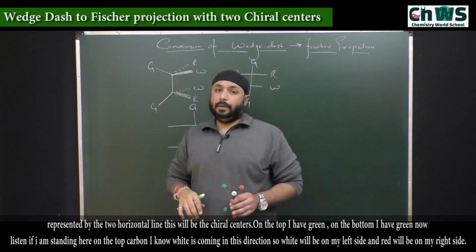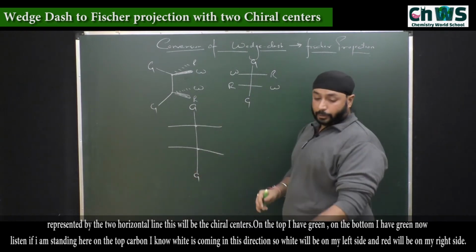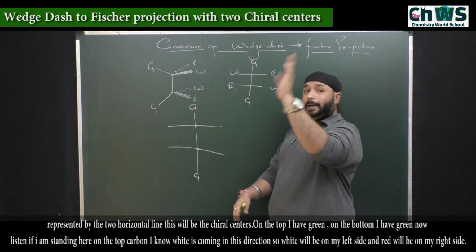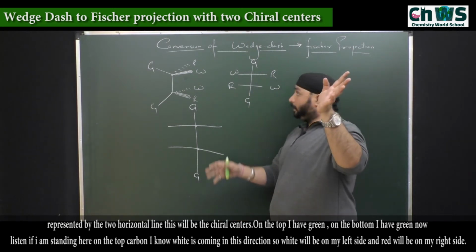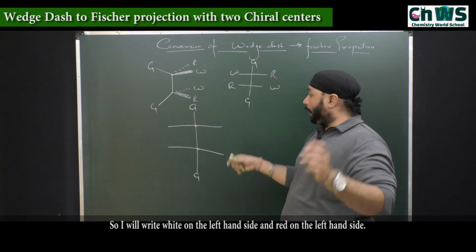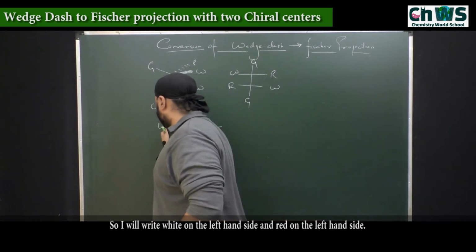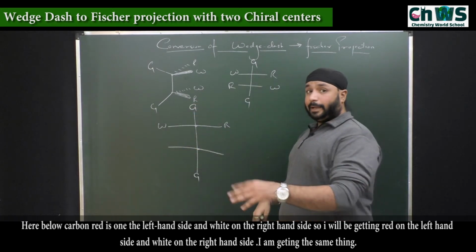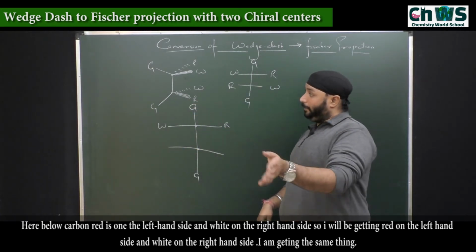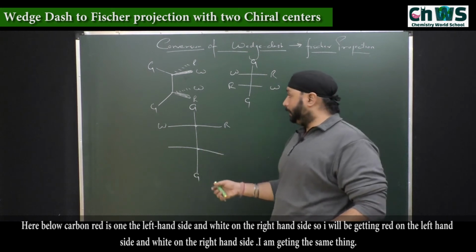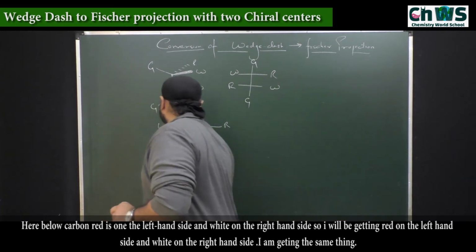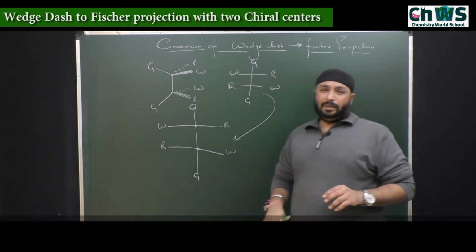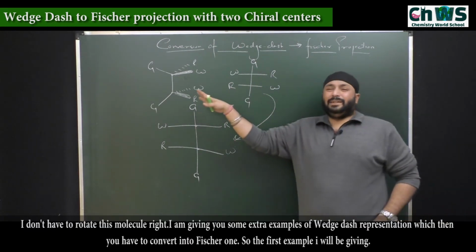Now listen. If I'm standing here on the top carbon here, I know white is coming in this direction. So white will be on my which side? Left, and red will be on my right side. So I'll write white on the left hand side and red on the right hand side. Here below carbon, red is on the left hand side and white on the right hand side. So I'll be getting red on the left hand side, white on the right hand side. So I'll get the same thing. Either way, I don't have to rotate this molecule, right?